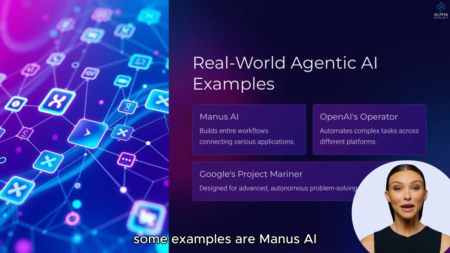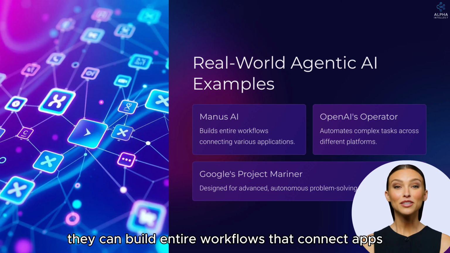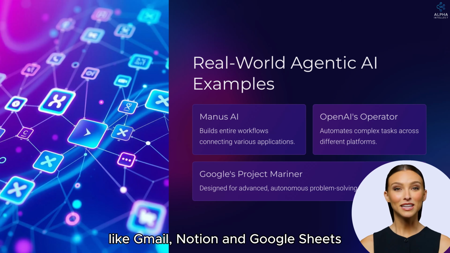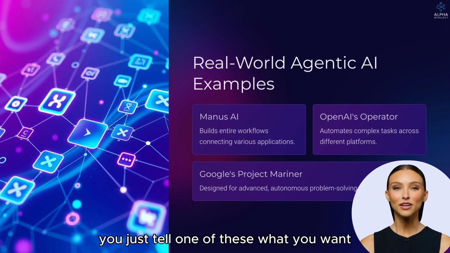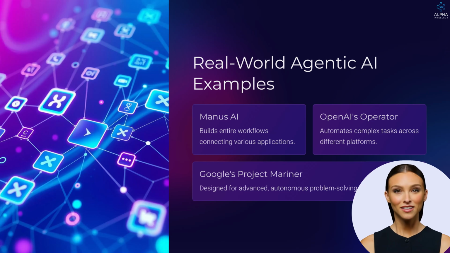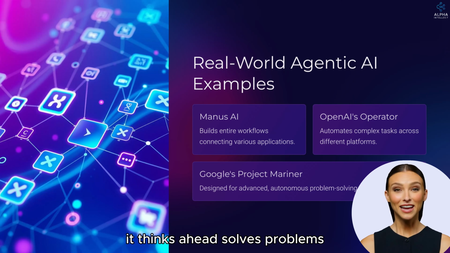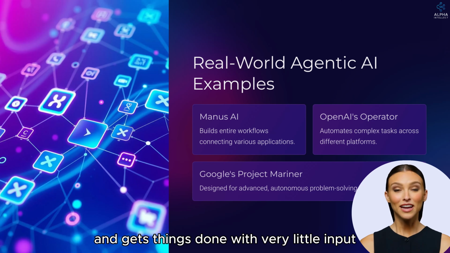Some examples are Manus AI, OpenAI's Operator, and Google's Project Mariner. They can build entire workflows that connect apps like Gmail, Notion, and Google Sheets. You just tell one of these what you want. Like, track my YouTube video performance and send me daily summaries. And it sets up the whole system for you. It thinks ahead, solves problems, and gets things done with very little input.